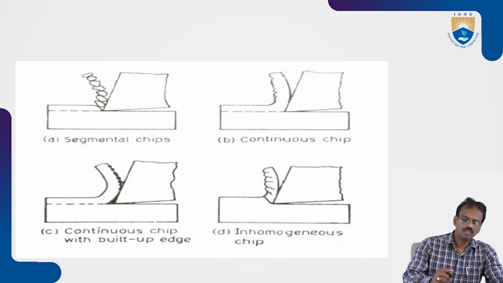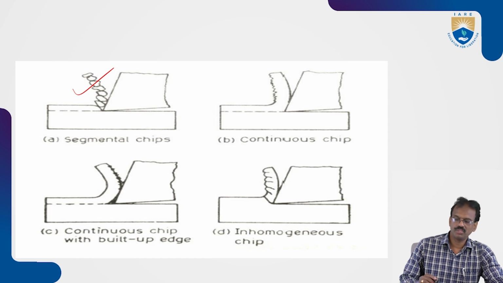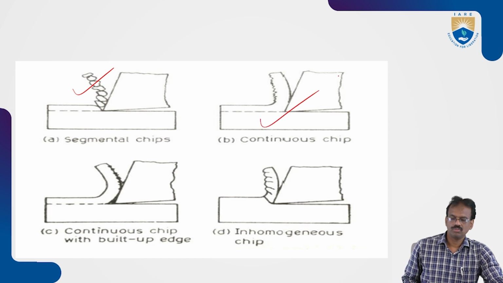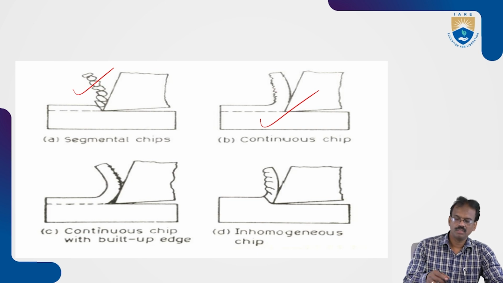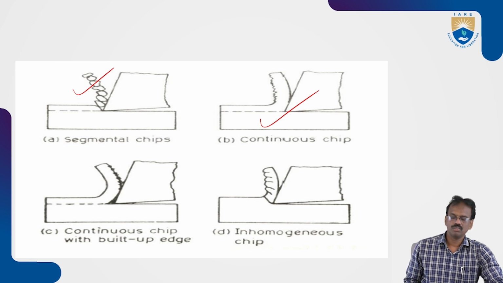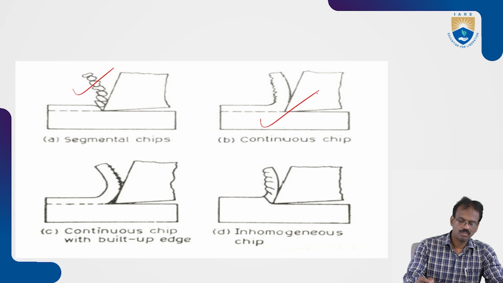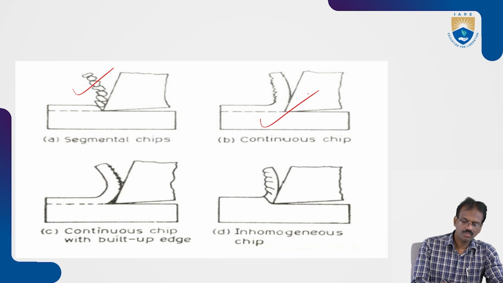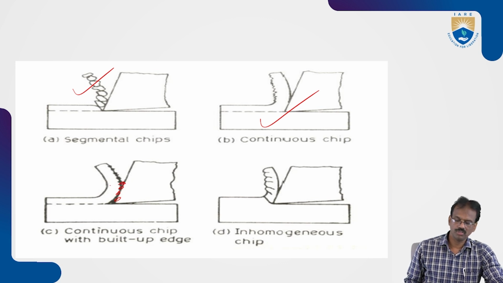So finally, this one is the discontinuous chip. Chips are formed in segmental form. This one is the continuous chip. So chips will be removed from the material as continuous chips, like ribbons. Then continuous chip with build-up edge here also. Some build-up edge will be found between the chip and tool face. This one is some inhomogeneous chip formation, not homogeneous.